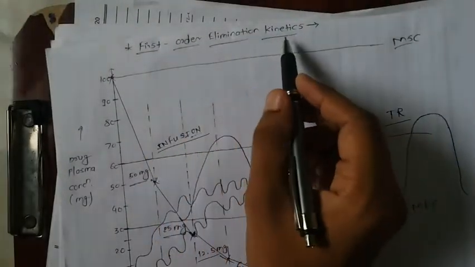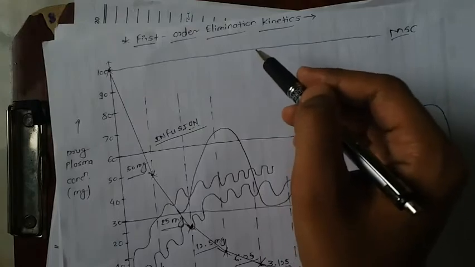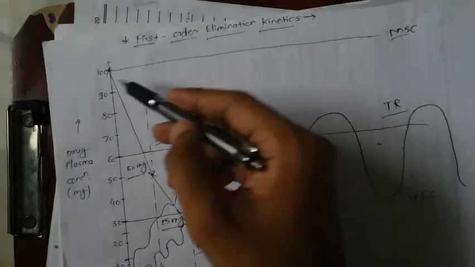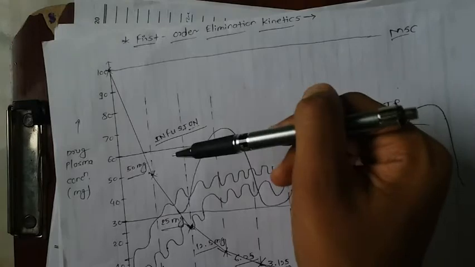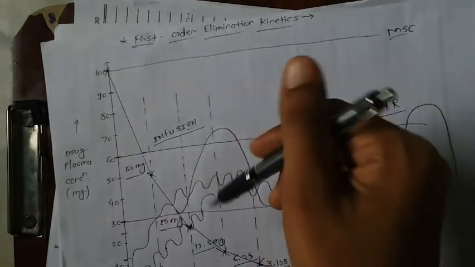So this is about first order elimination kinetics, that is, the elimination of the drug depends upon the concentration of the drug in the body. The more concentration of the drug present, the more will be eliminated.